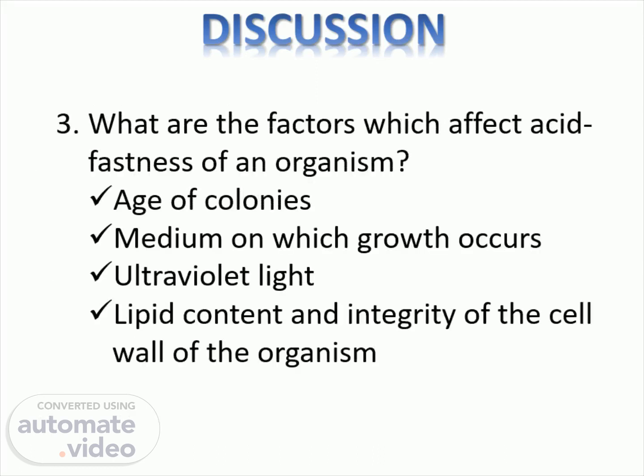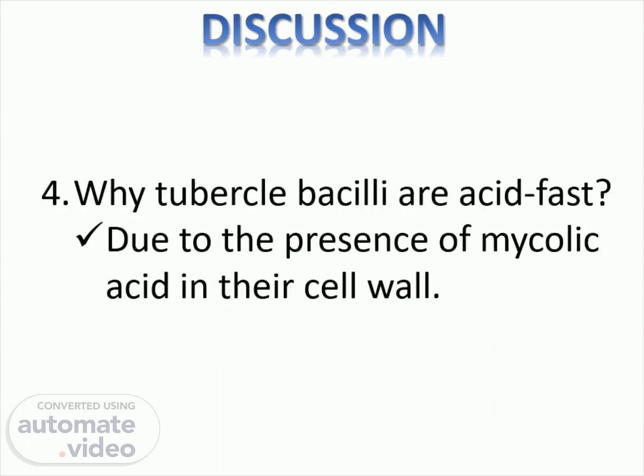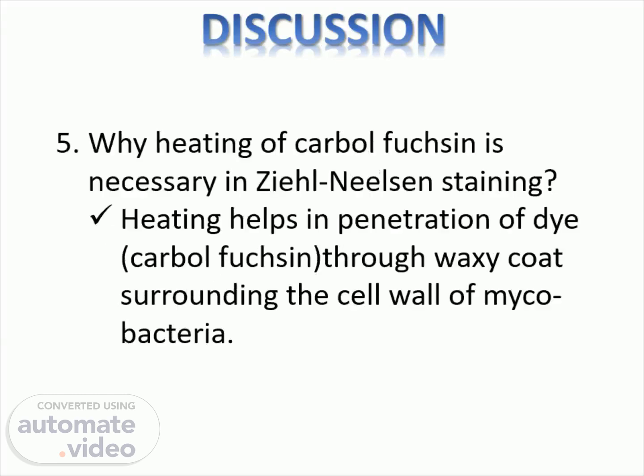What are the factors which affect acid fastness of an organism? Age of colonies. Medium on which growth occurs. Ultraviolet light. Lipid content and integrity of the cell wall of the organism. Why are tubercle bacilli acid-fast? Due to the presence of mycolic acid in their cell wall. Why is heating of carbol fuchsine necessary in Ziehl-Neelsen staining? Heating helps in penetration of the dye, carbol fuchsine, through the waxy coat surrounding the cell wall of mycobacteria.